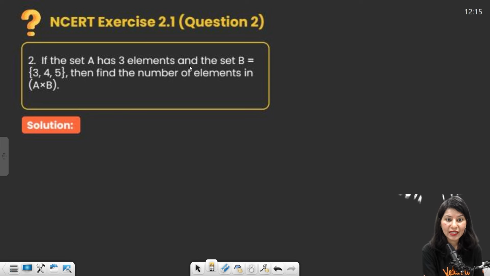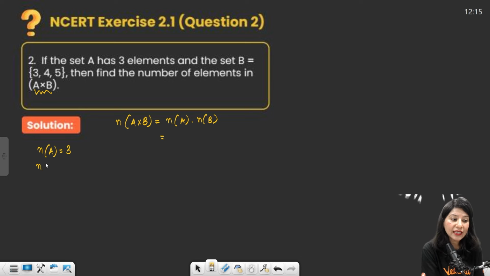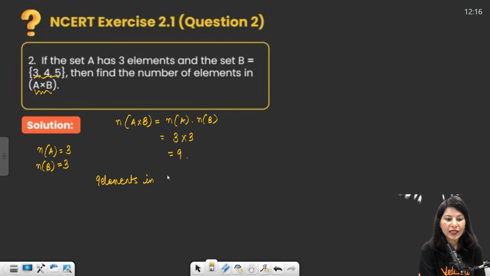If the set A has 3 elements and set B is also given, which is also having 3 elements, then find the number of elements in A cross B. We know that the number of elements of A cross B, that means the cardinality of A cross B, is nothing but the cardinality of A multiplied by the cardinality of B. In the question, they have given that the cardinality of A is 3, and the number of elements of B is 3 only. So if we put the values, 3 multiplied by 3 is 9, so there will be 9 elements in the A cross B set. This will be your final answer. Easy peasy lemon squeezy again.